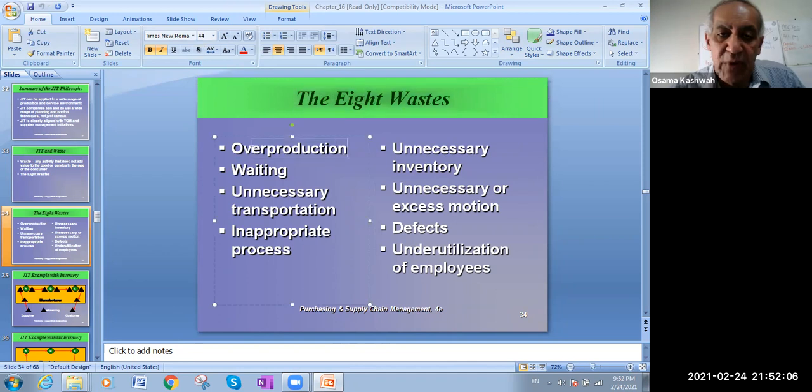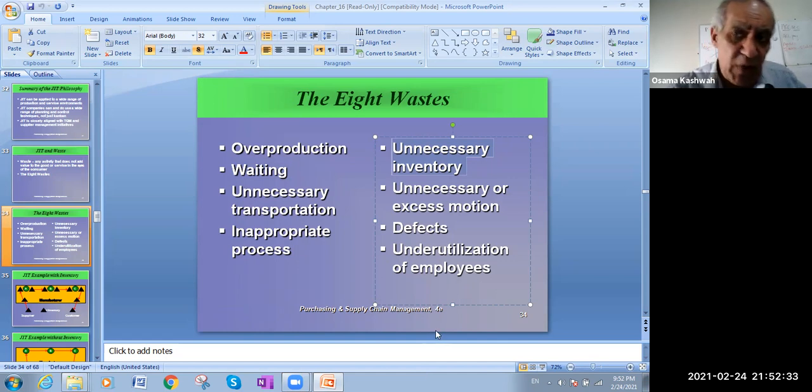Overproduction, so I'm producing more than I need to produce. Waiting. The waiting is waste as well because it's losing time. Unnecessary activities, which are not needed, and from them the transportation, of course. Inappropriate process, unnecessary inventory, an excessive amount of inventory, like putting a lot of stuff in your own fridge without need for it. Unnecessary excess motion, defects, and underutilization of employees. So all these are the 8 wastes, which is very important for us to know. So we knew about just-in-time, we know about the 8 wastes.